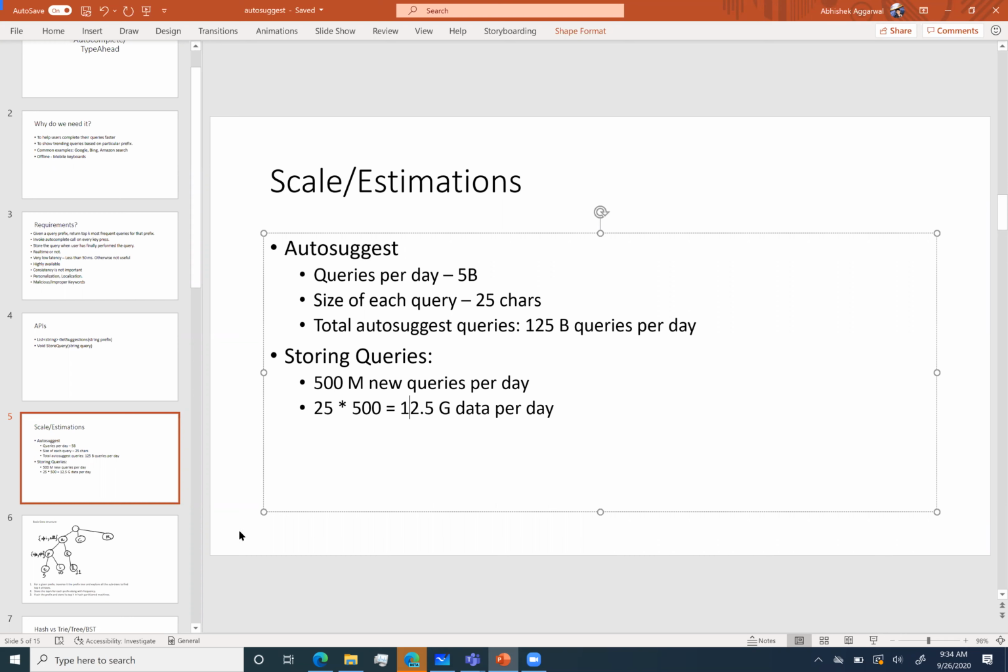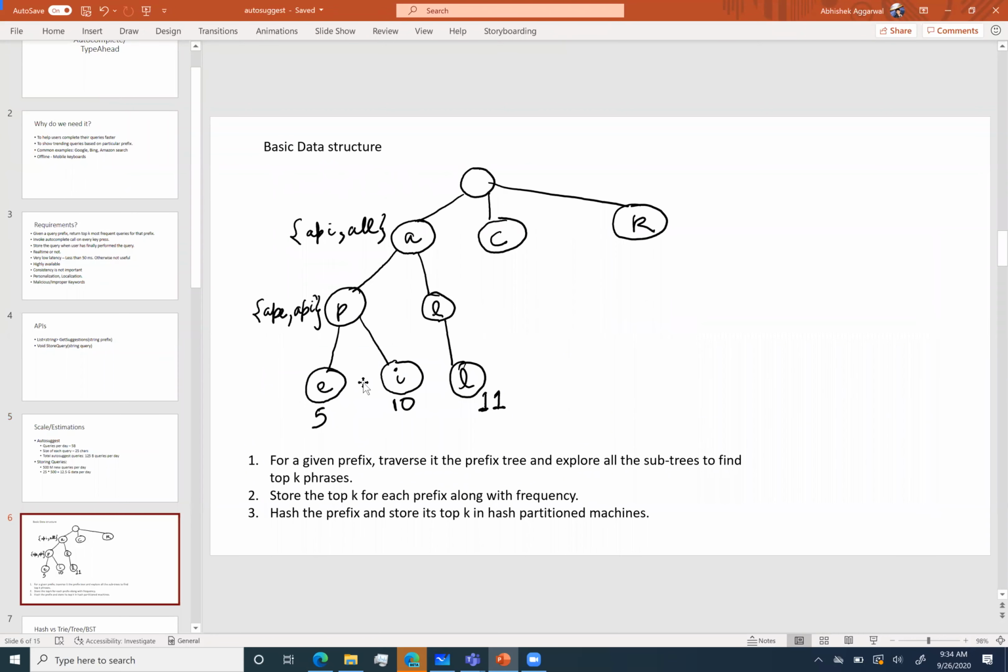Okay, now let's move on to the basic algorithm, how we will solve this problem, the basic data structure. Basically we want to find all the sentences that match a prefix. For example, let's say a user has typed a. First, you create a trie, where for each word you store it in the trie. So ape is stored in the trie, api is stored in the trie.